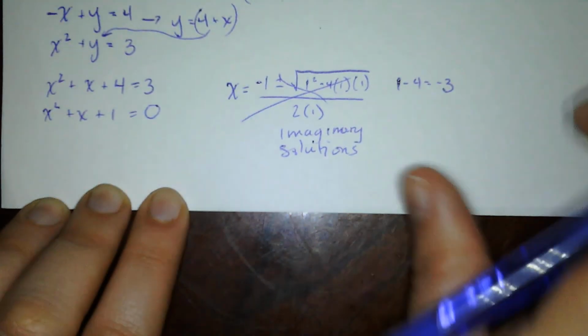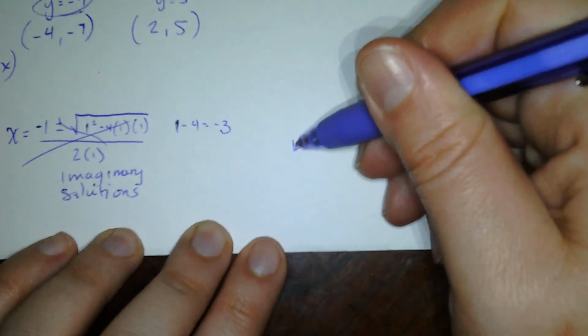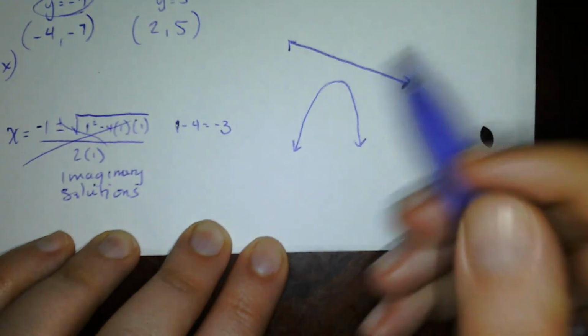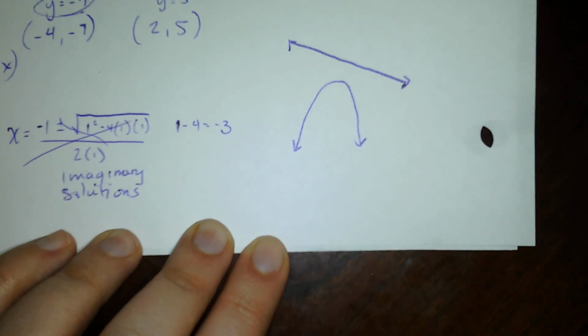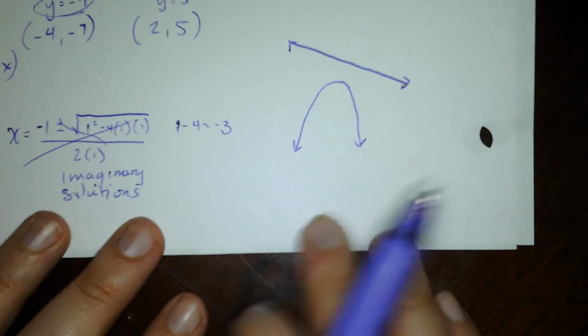What does that mean as far as our parabola goes? That means it doesn't cross. So that means you have a situation where this parabola is upside down, so it's like this. And then the line probably goes like that. Since they never intersect, they are kind of floating. There's no point of intersection. So yes, that can definitely happen.